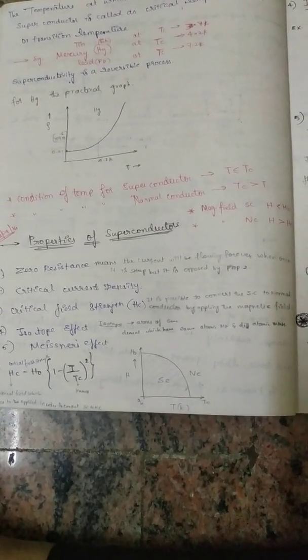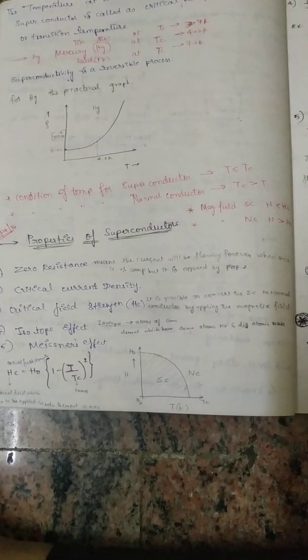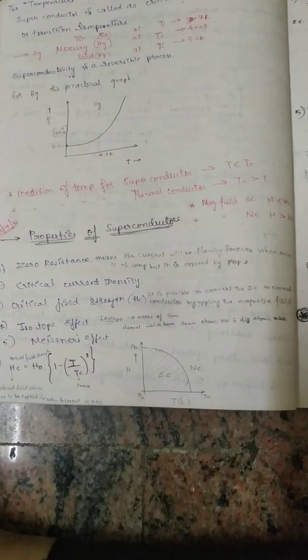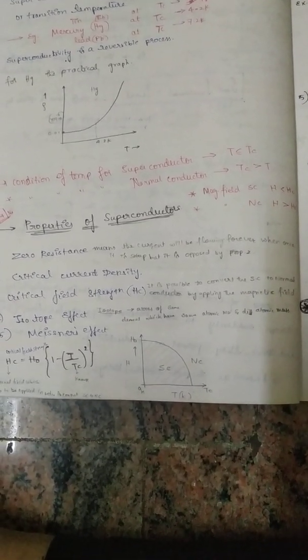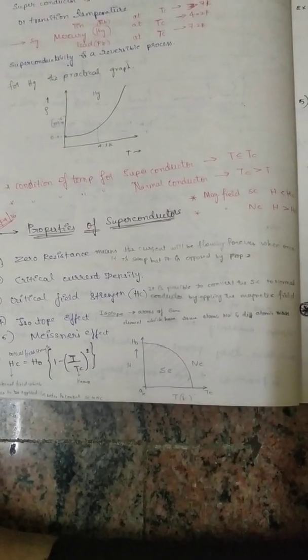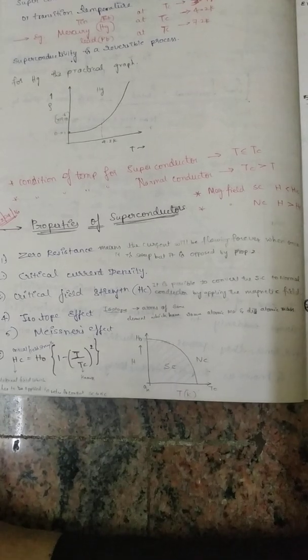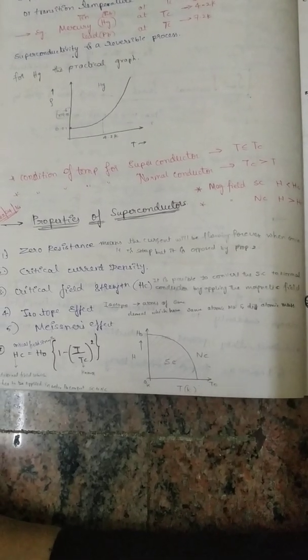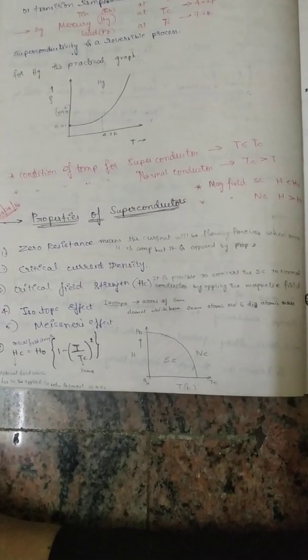Now let us see the properties of a superconductor. Property 1: zero resistance. It means the current will flow forever once it is set up, but it is opposed by property 2, the critical current density. Property 3: critical field strength, denoted as Hc.